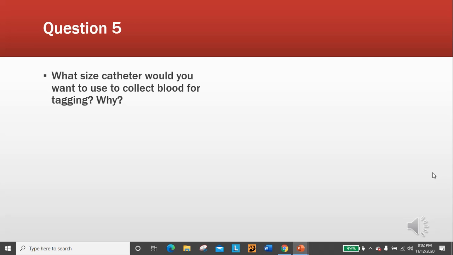Now that brings me to my 5th question, which is: what size catheter or what size IV needle would you want to use to collect blood for tagging, and why? I'll give you a second to think about it.